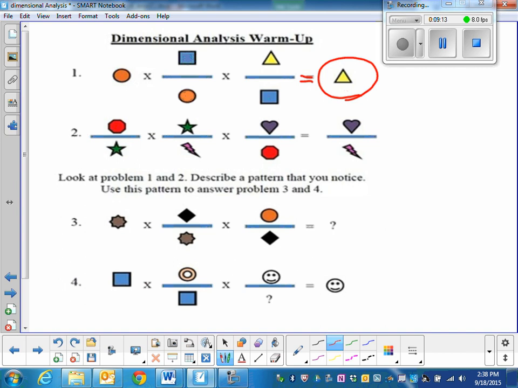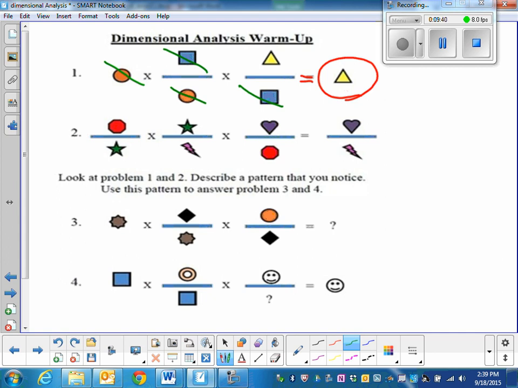Yes. Since they were multiplying the circle by square divided by circle, they're able to cross out the circles. So, are you saying I could cancel the circle and the circle? Yep. And then same for the squares, and I could cancel the squares and the squares, and I ended up with the triangle.